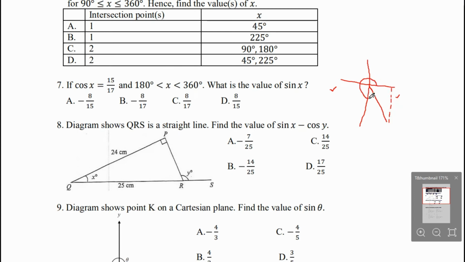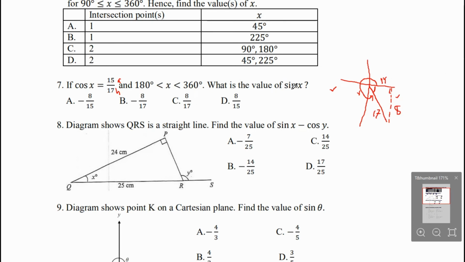So this is your x. This x is outside this triangle, but we can use the angle inside this triangle to represent it. So 15, 17, CAH, adjacent, hypotenuse. So adjacent will be 15, hypotenuse 17. Then we find the length of this. This is square root of 17 square minus 15 square, and this is equals to 8.